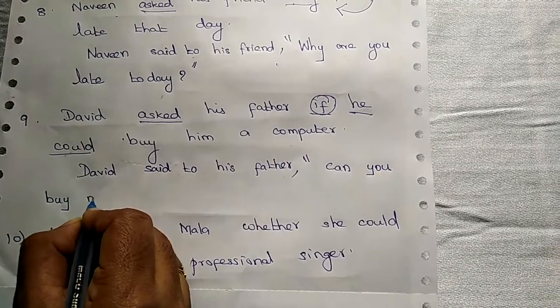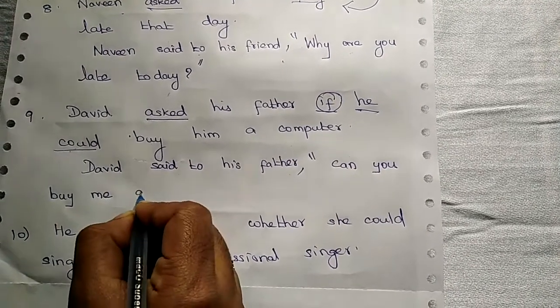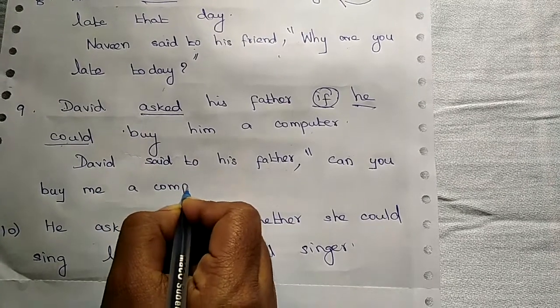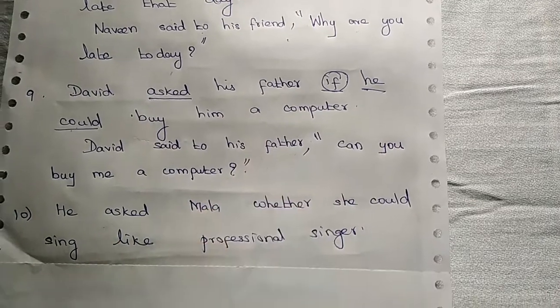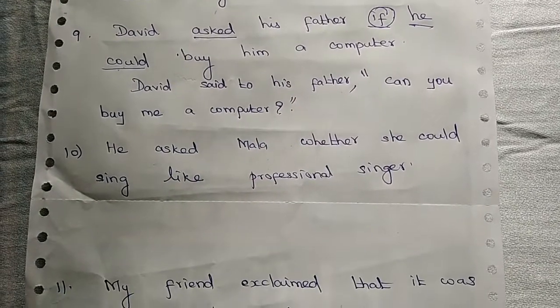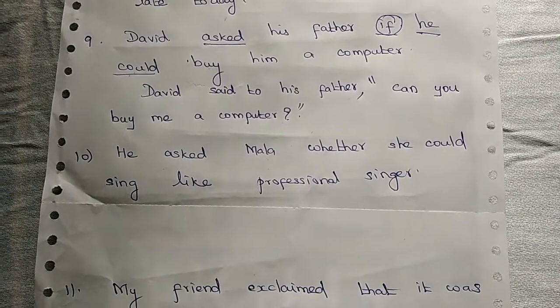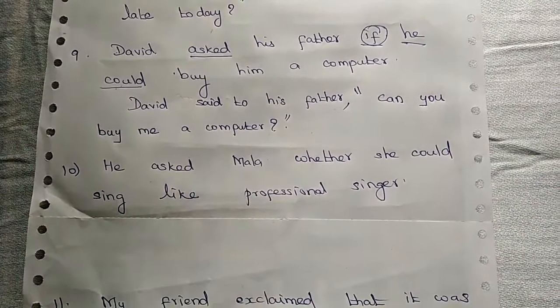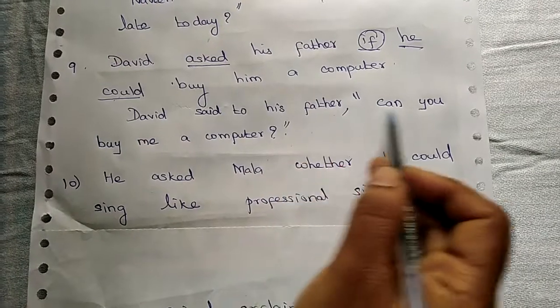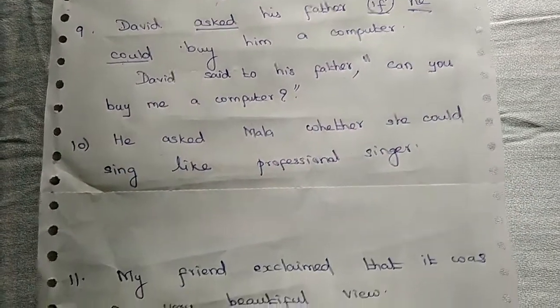Him will change here as me. Can you buy me a computer? Question mark. Close the quotation. So, it's a yes or no type question. Understood? Okay, can you buy me a computer? David said to his father, can you buy me a computer?